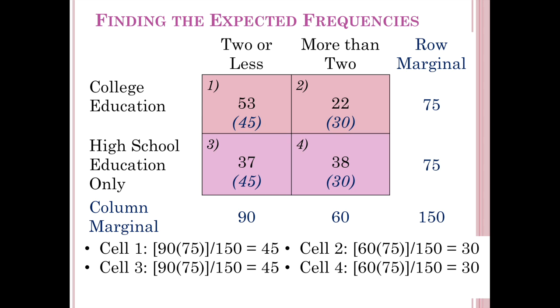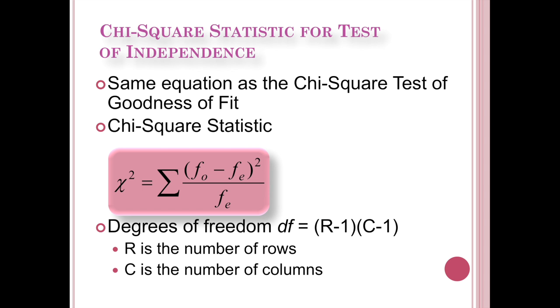Now again, if you're running a chi-square analysis on something that has a lot of different variables, then you have to keep running it for each cell, right? Because each cell has to have a frequency observed and a frequency expected because we're comparing that. Same equation as the chi-square goodness of fit. Here's your chi-square statistic: chi-square equals the sum of frequency observed minus frequency expected, squared, divided by frequency expected. The degrees of freedom are a little bit different. Now my degrees of freedom are row minus 1 times column minus 1.